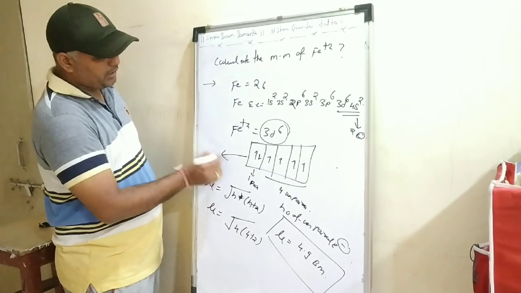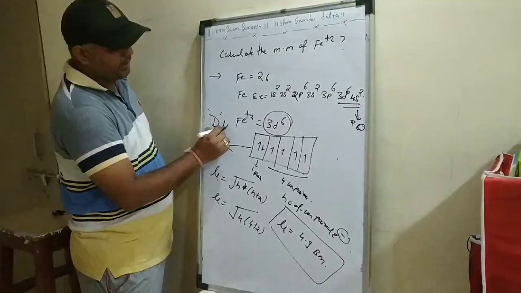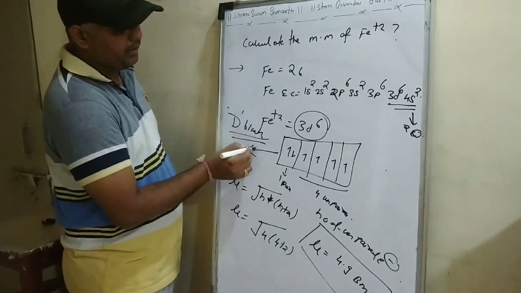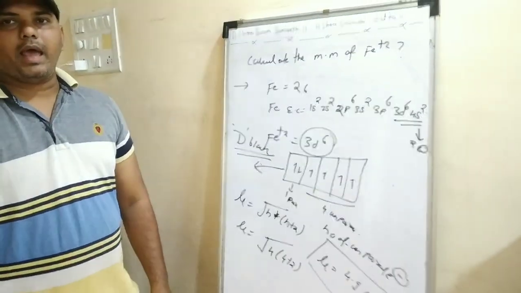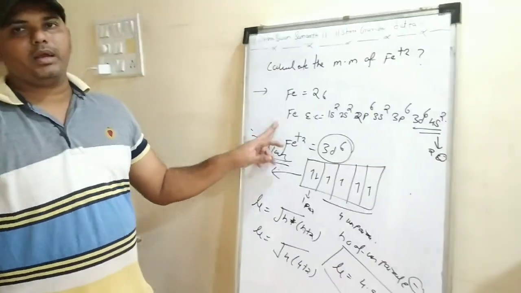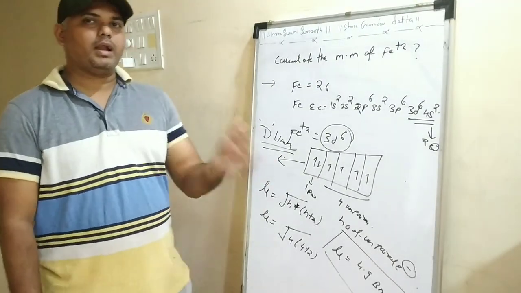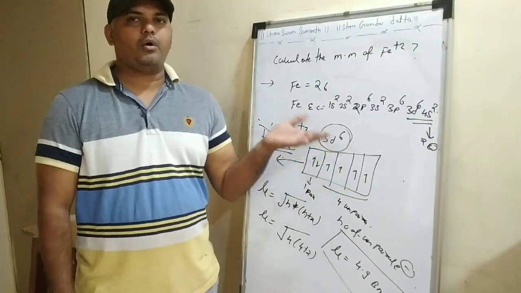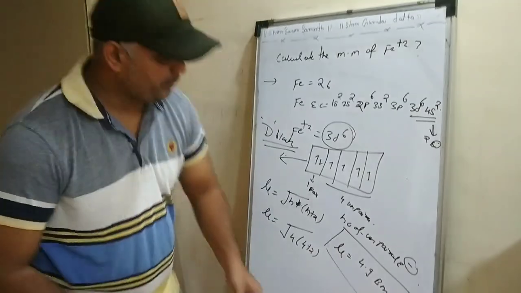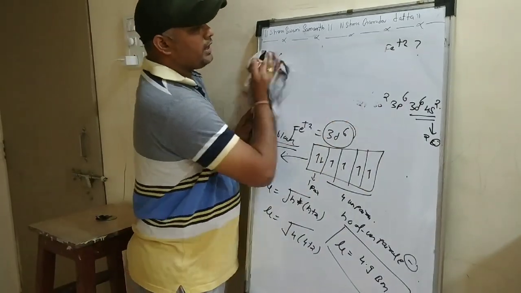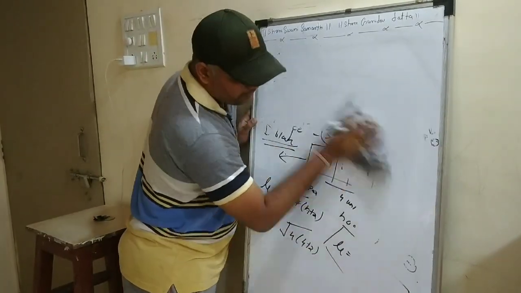Actually this particular part is of the d-block elements. We are going to separately learn about the d-block elements and how to calculate the magnetic moment in that particular chapter, right? So details we'll see there, but for your understanding, I have told you how to calculate the magnetic moment. Okay, let's move further. Let's go for the other calculations.